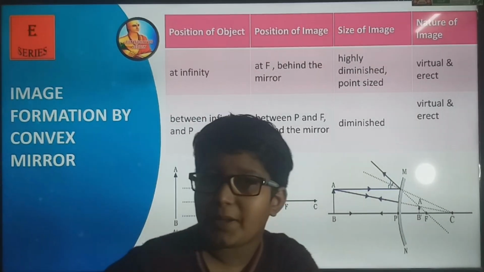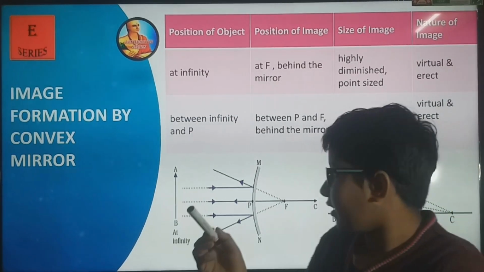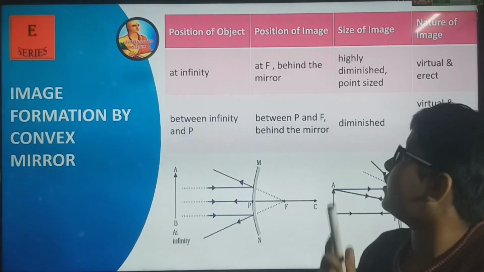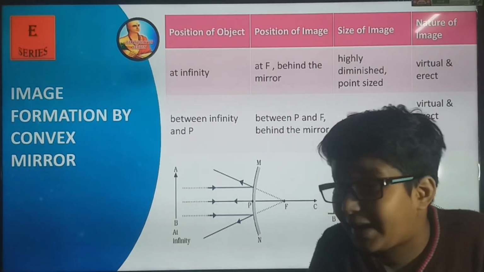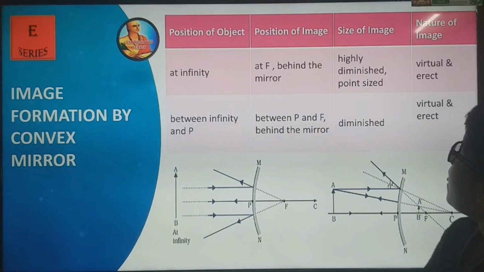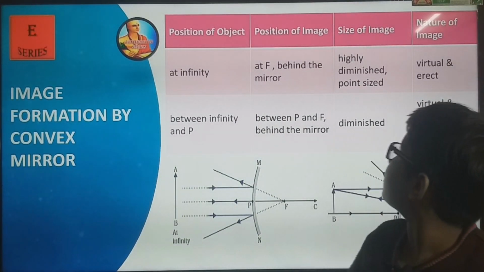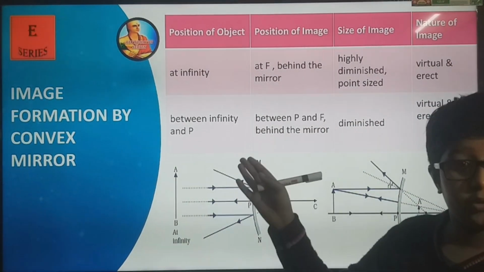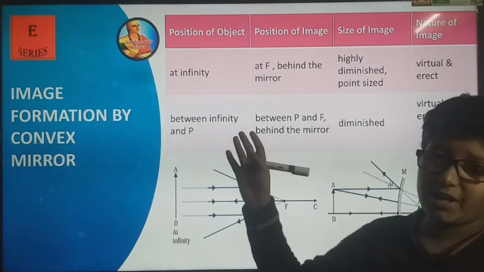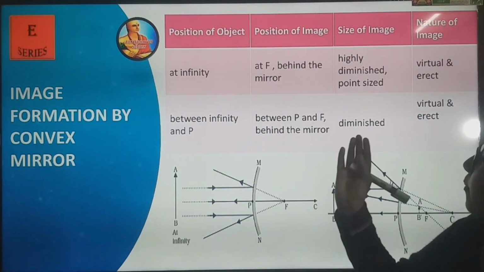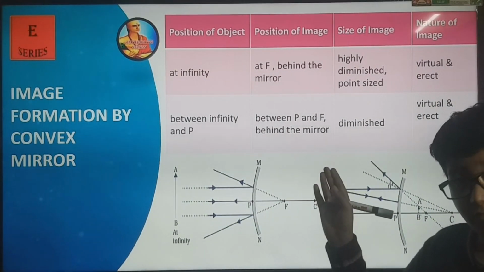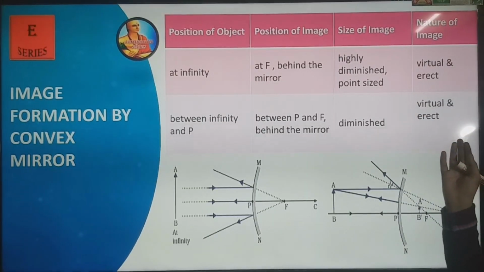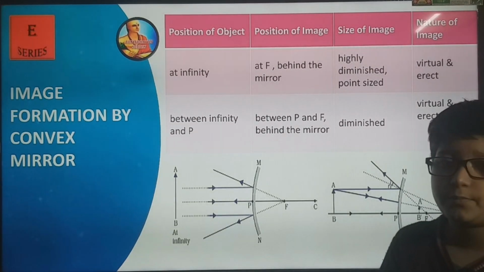Now let's see image formation by convex mirrors. So here are the ray diagrams given below. Position of the object in the first ray diagram is at infinity. Position of image is at F behind the mirror. The size of the image is highly diminished, and the nature of the image is virtual and erect. And in the second ray diagram, the position of the object is between infinity and the pole. Position of the image is between pole and the focus behind the mirror. The size of the image is diminished, and the nature of the image is virtual and erect.